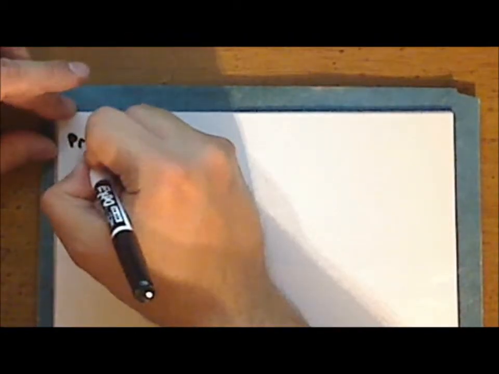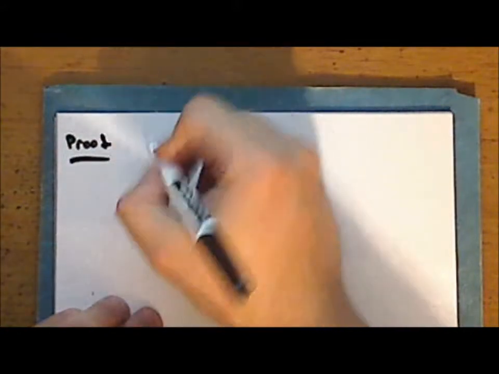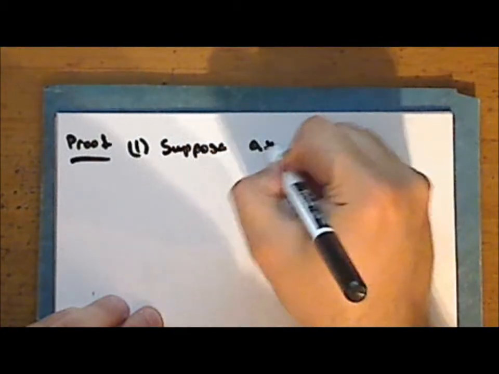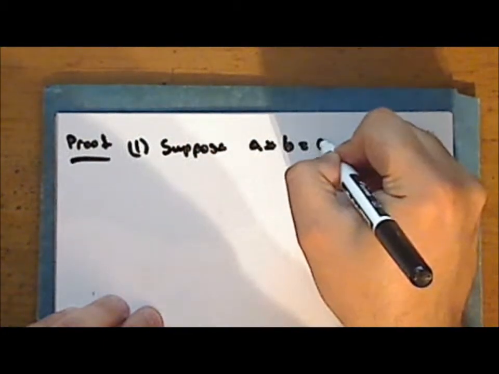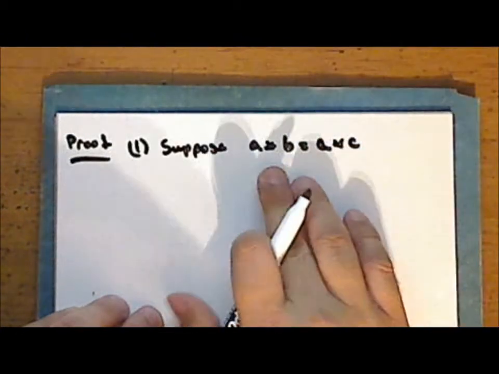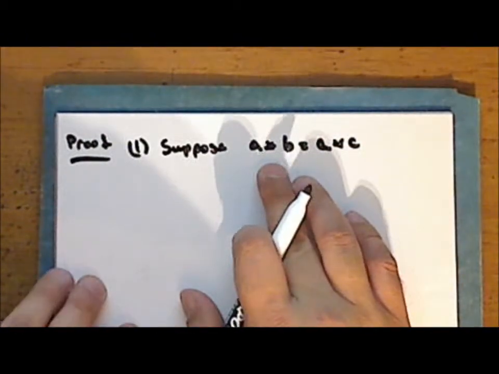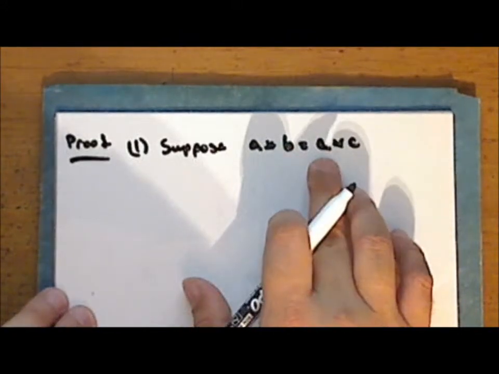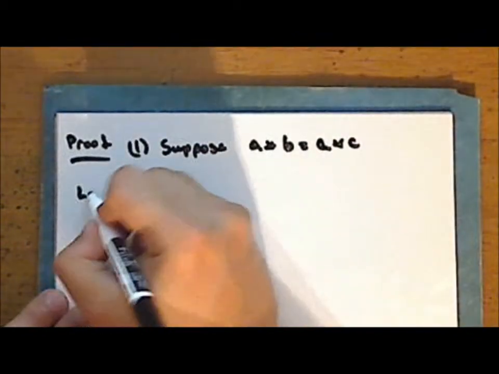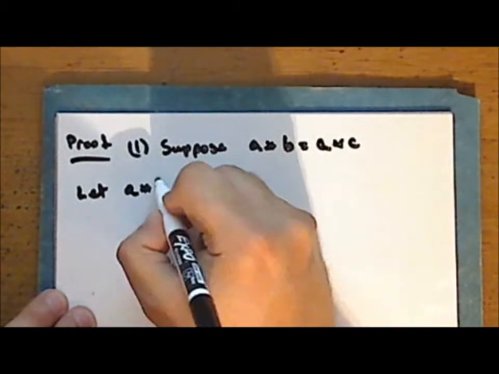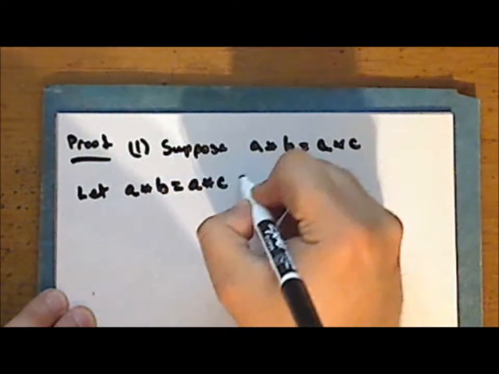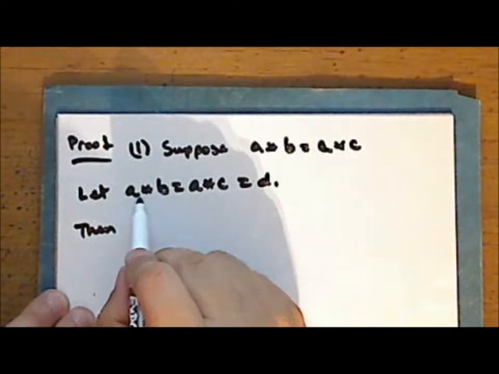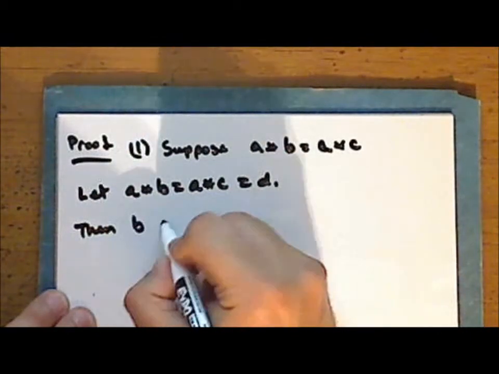So proof. First statement, suppose that a star b is equal to a star c. Then as a quasigroup is a magma, it is closed under the operation star, and so a star b is the same element as a star c. So let's rename that element. So let a star b, which is the same as a star c, be the element d. Then, as a star b equals d, we have that b is the unique element.